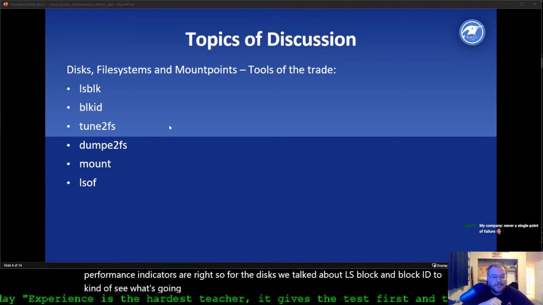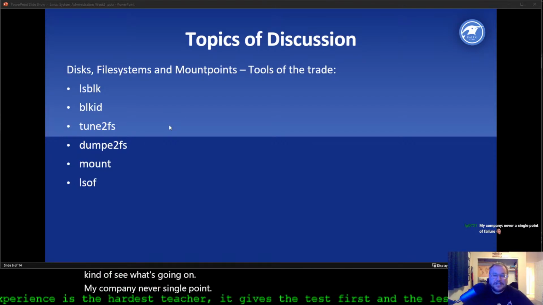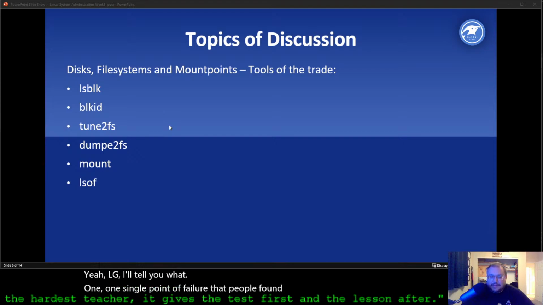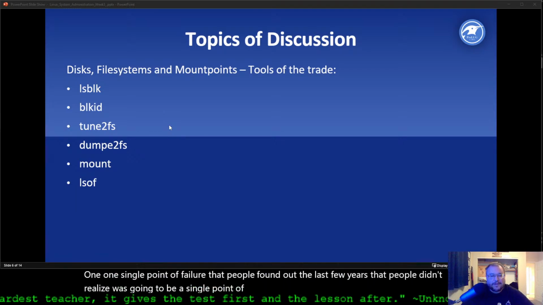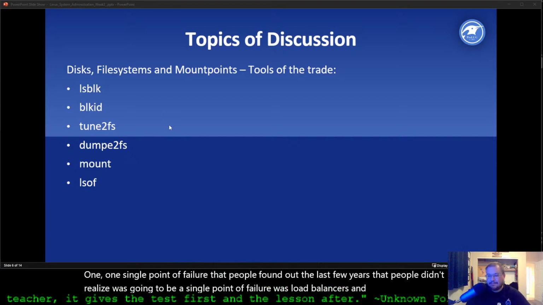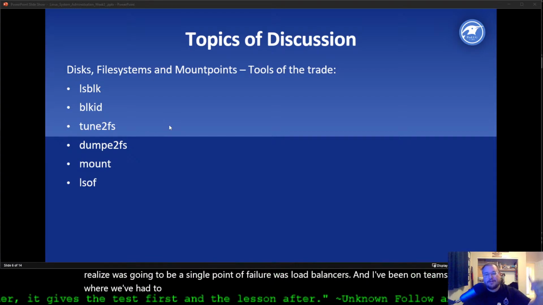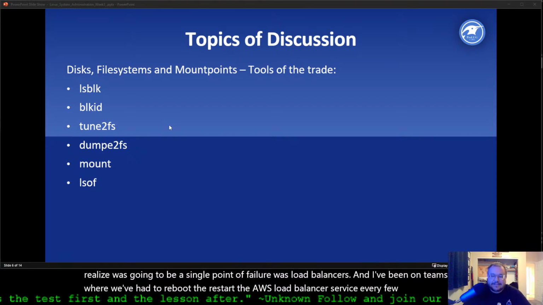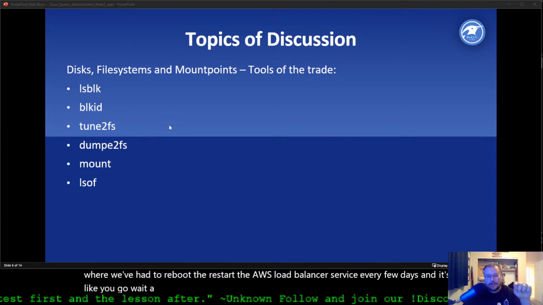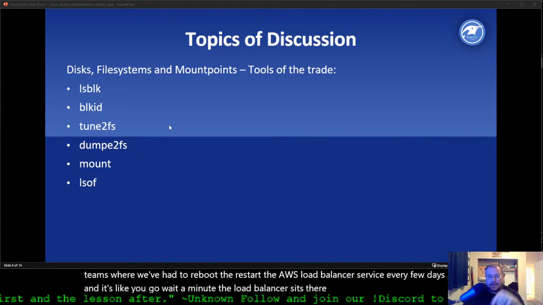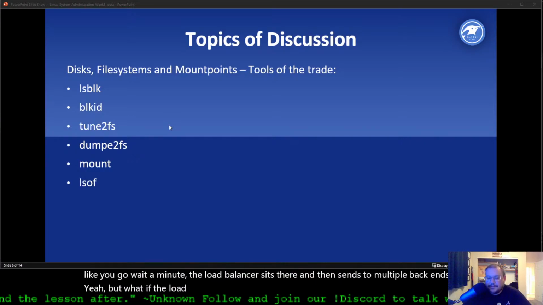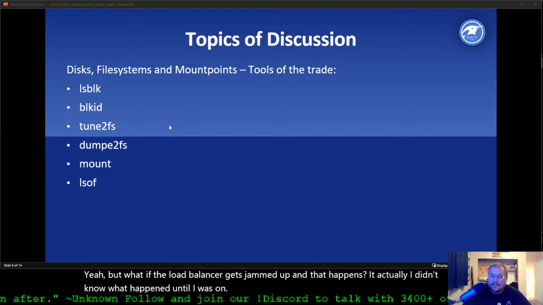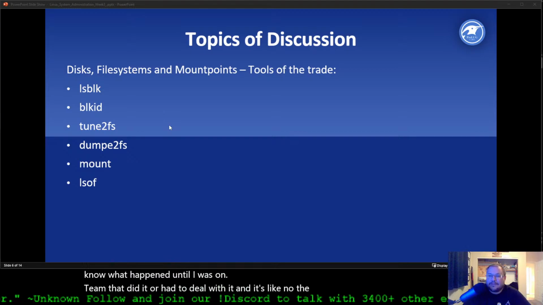One single point of failure that people found out in the last few years, that people didn't realize was going to be a single point of failure, was load balancers. And I've been on teams where we've had to restart the AWS load balancer service every few days. And you go, well, wait a minute. The load balancer sits there and then sends to multiple backends. Yeah, but what if the load balancer gets jammed up? And that happens. I didn't know it happened until I was on a team that had to deal with it. The load balancers can get jammed up letting traffic in.